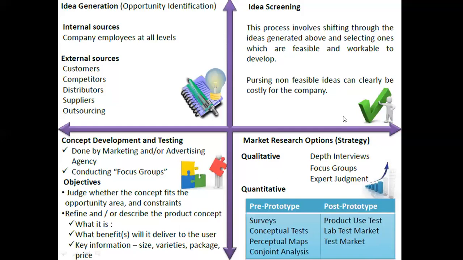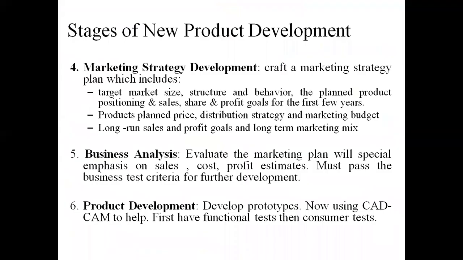Now we'll move to the next slide. So I told you that in detail we will discuss marketing strategy development. Here we craft a marketing strategy plan, which includes what will be the target market size, how will be the structure and behavior, the product planning, positioning, sales, profit goals. So all the things related to marketing we will discuss here, and product planning, price, distribution strategy, what could be the marketing budget, long run scale, sales, profit goals, and all those things we discuss under marketing strategy development.